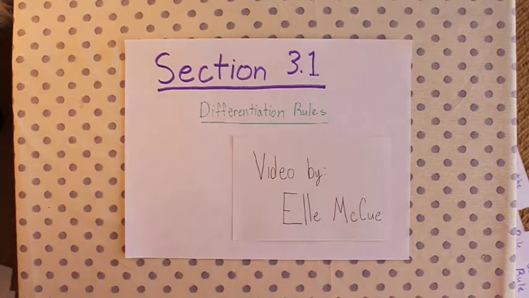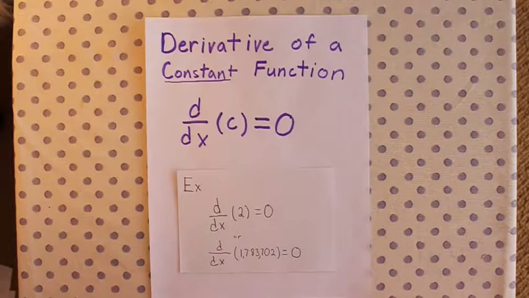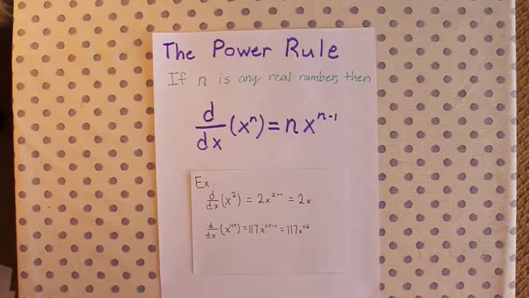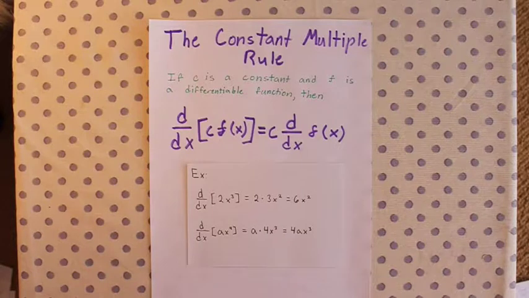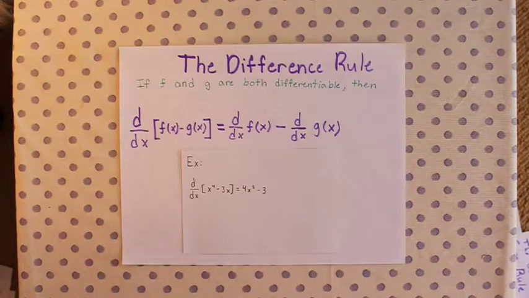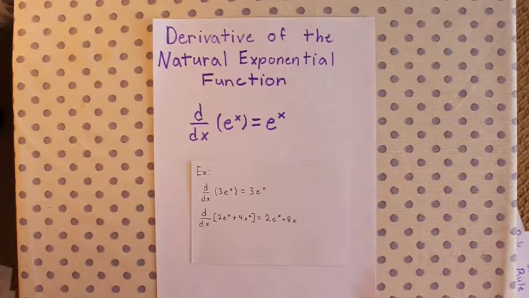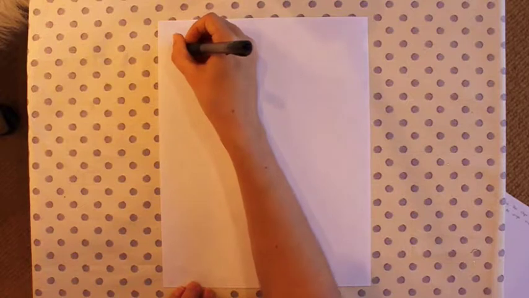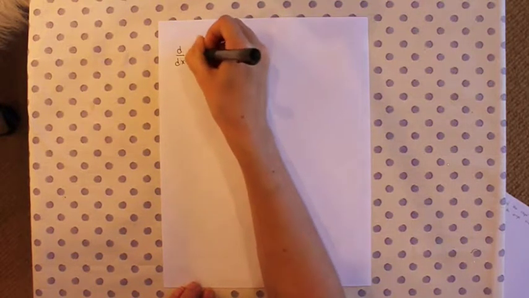Video by L. McHugh. To start off, I will be talking about some rules you need to know for this section. The derivative of a constant function is equal to 0. The power rule. The constant multiple rule. The sum rule. The difference rule, in that the derivative of e to the x is equal to e to the x. Some other problems to keep in mind would be the derivative of 1 over x.